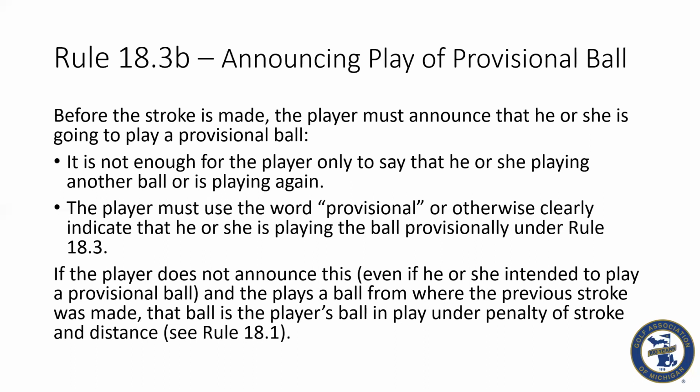If they clearly indicate they're playing a provisional ball, basically they need to say the word provisional. No, hold on, I haven't finished. It's not in here that they need to say the word provisional. They need to say they're playing the ball under Rule 18.3, or they need to say I'm going to play another one just in case. So if they say anything else, it's not a provisional. It's if they clearly indicate they're going to be playing a provisional ball somehow, if that's their intent.